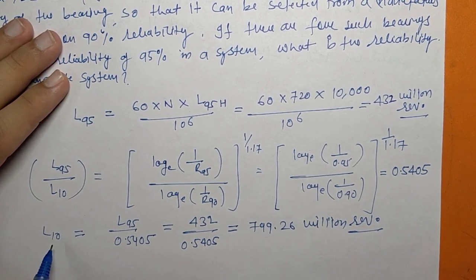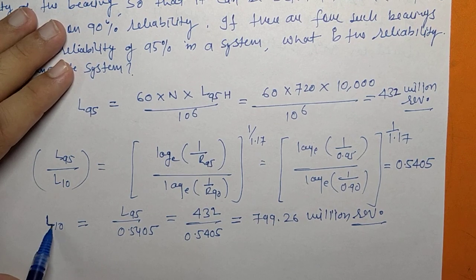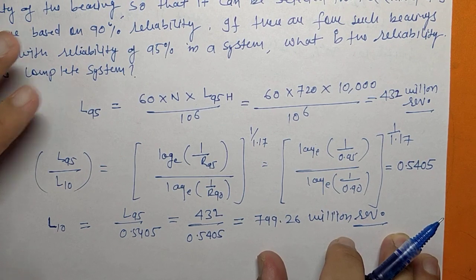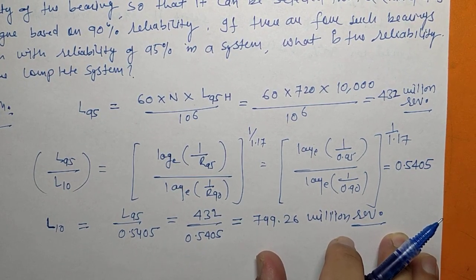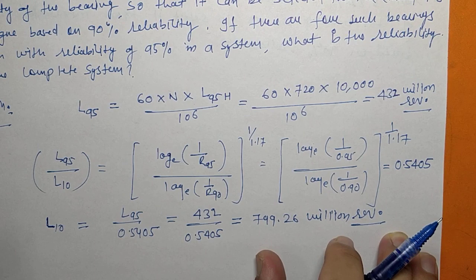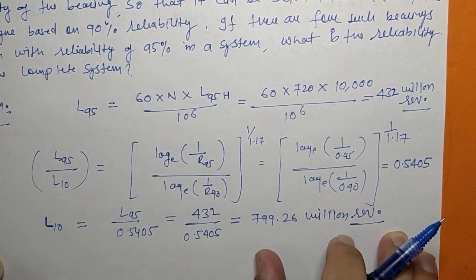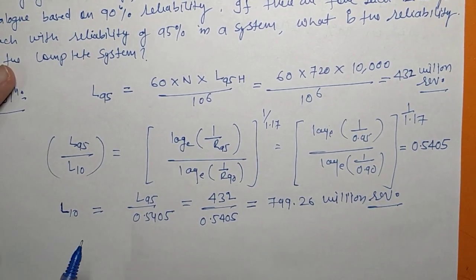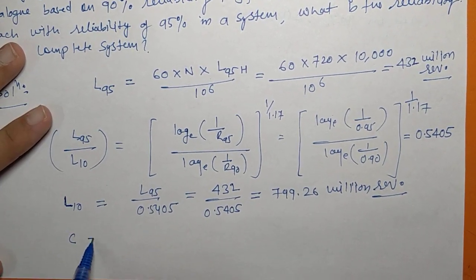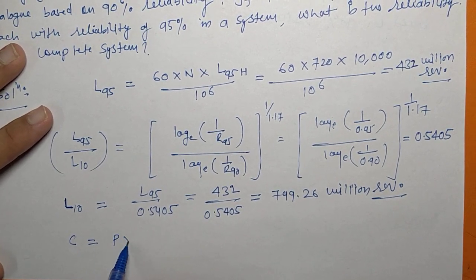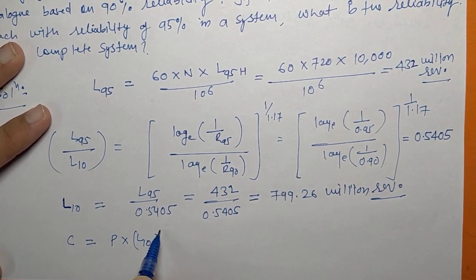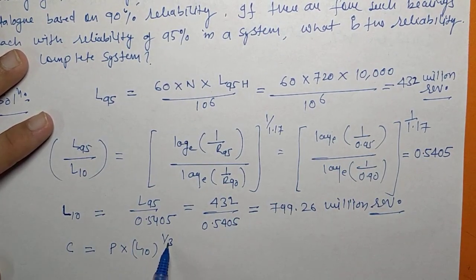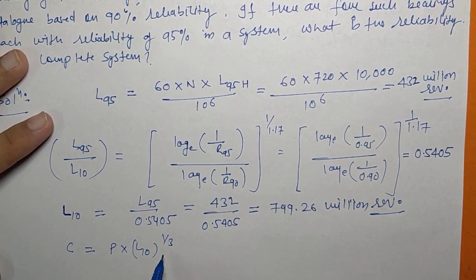So now we are with L10 life. L10 life is 799.26 million revolutions. If we know the L10 life, then we can find out the dynamic load capacity, and dynamic load capacity C can be given as C equals P multiplied by L10 life raised to power 1 by 3 if we are talking about the ball bearing. Otherwise this becomes 10 by 3.